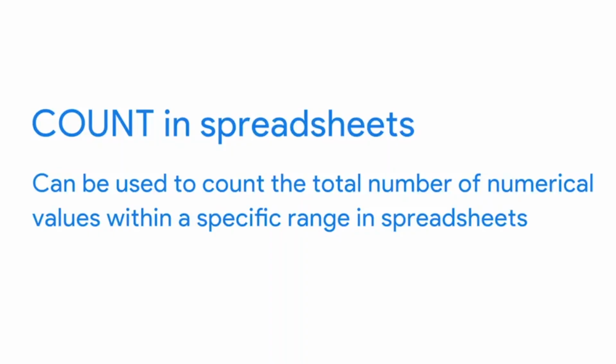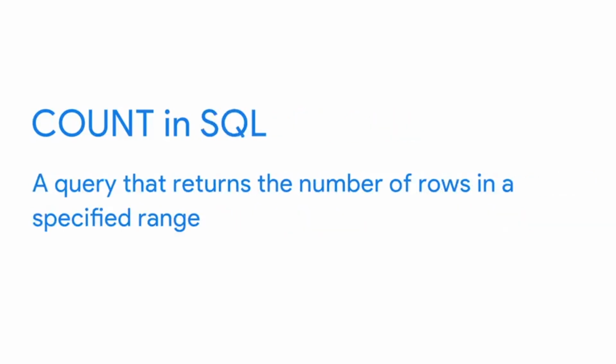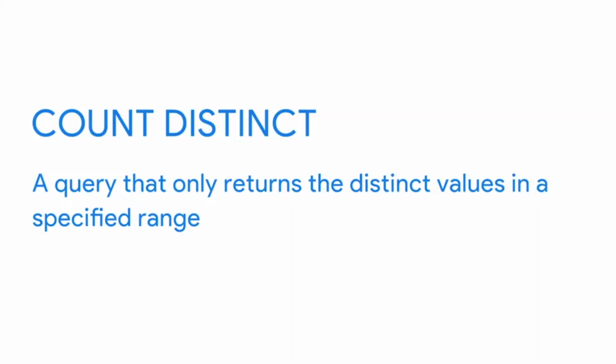Let's get started. Count can be used to count the total number of numerical values within a specific range in spreadsheets. Count in SQL does the same thing. Count is a query that returns the number of rows in a specified range. But count distinct is a little different. Count distinct is a query that only returns the distinct values in that range. Basically, this means count distinct doesn't count repeating values.